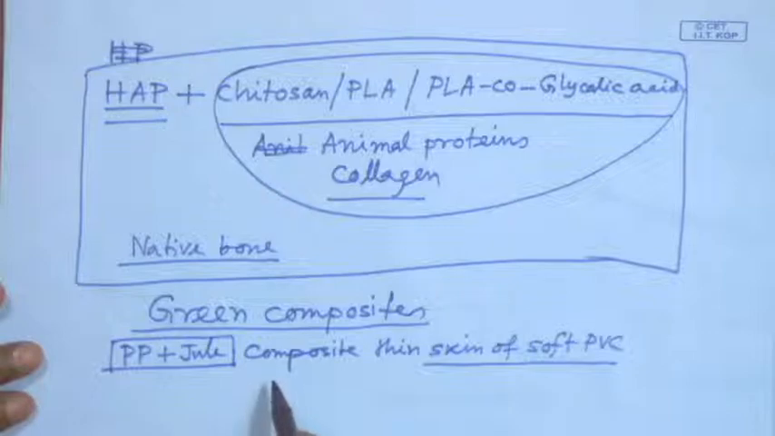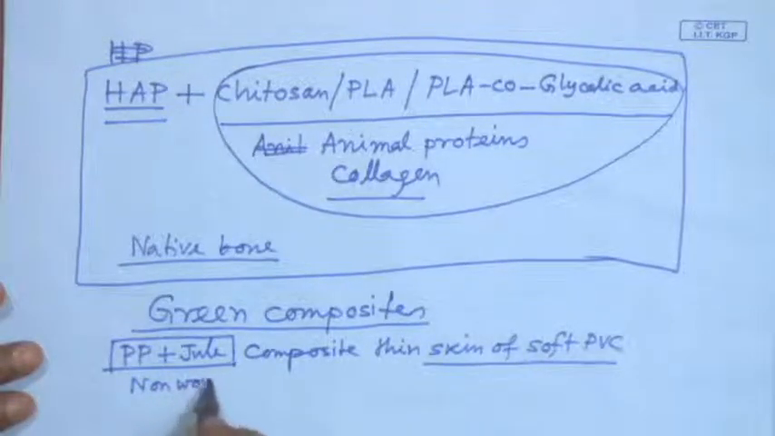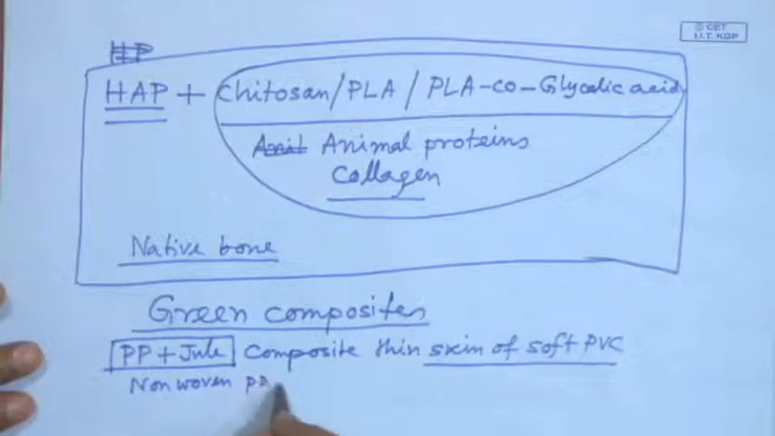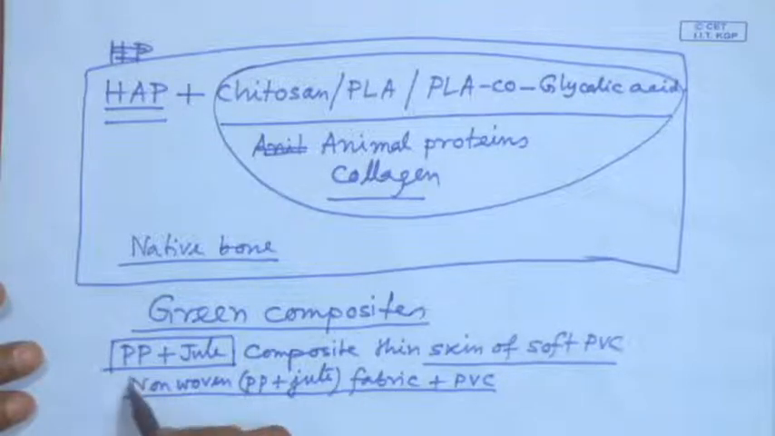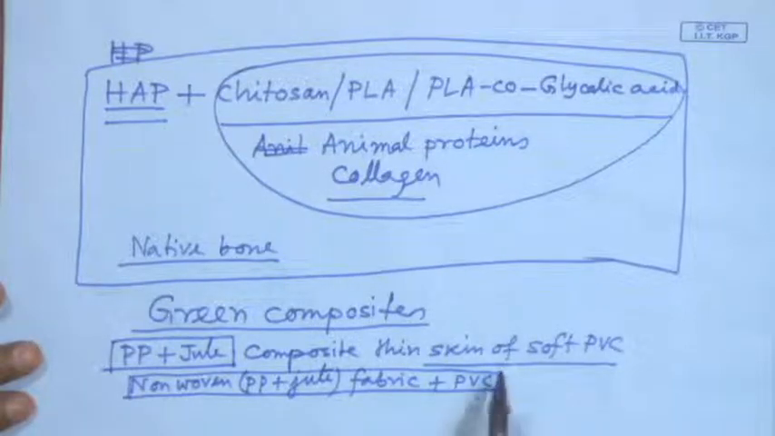They make such a composite: they take a non-woven PP jute fabric, place this PVC skin over that, and apply pressure at elevated temperature, say around 150 to 160 degrees, at which temperature this PP melts, covers the jute fiber and consolidates, forming a very rigid composite, and the surface is covered with this PVC foam skin.